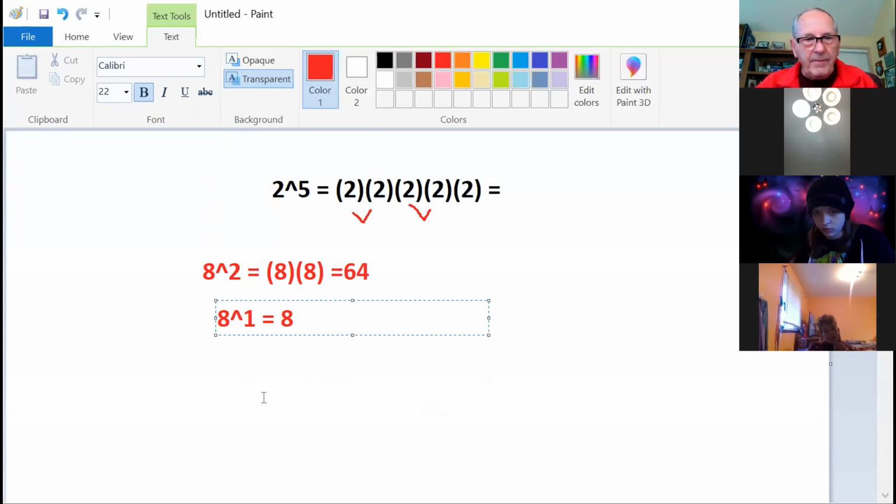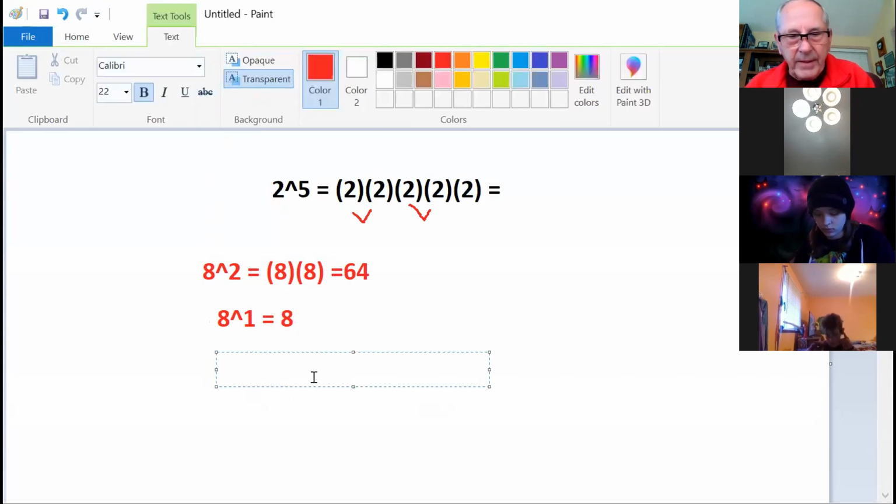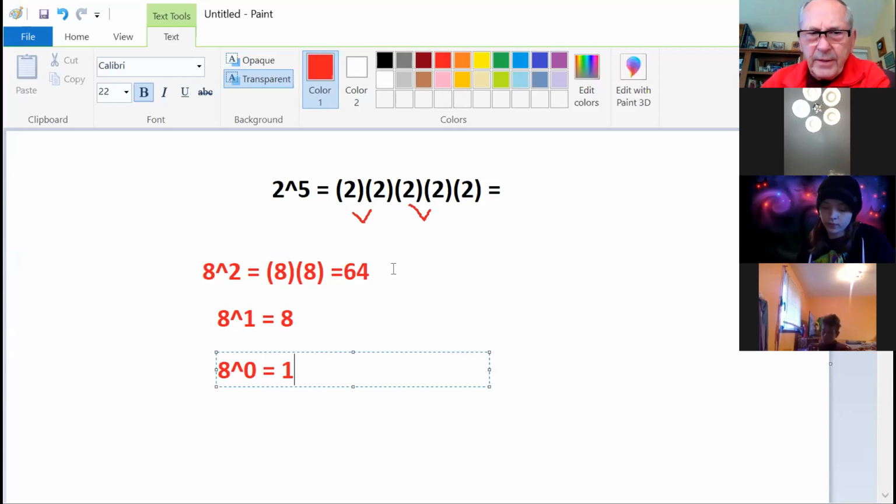That number. Now, if we had 8 to the 0 power, make sure you know this. That's always equal to 1. Okay? Any number to the 0 power is equal to 1. So make sure you understand that, right? And then the last concept, let me see how they do that before I say anything.